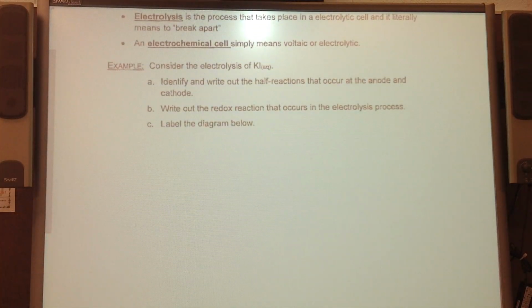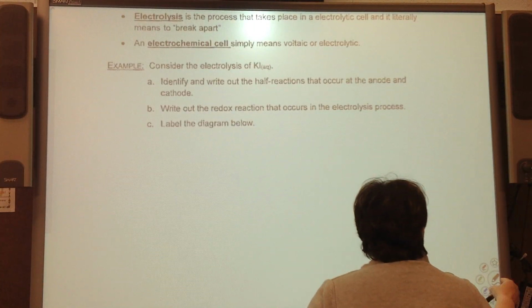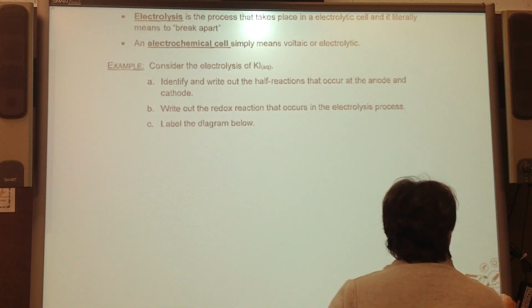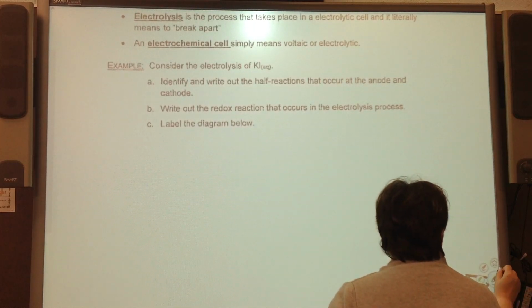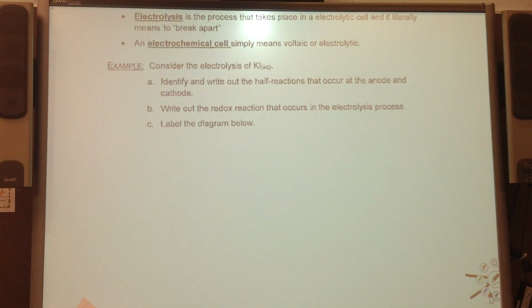So it says, consider the electrolysis of KI. Identify and write out the half reactions, write out the redox reaction, and label a diagram. So, first step that you have to do is you have to list all of the species present in that reaction. Okay, so KI, what are the species that we're going to have?